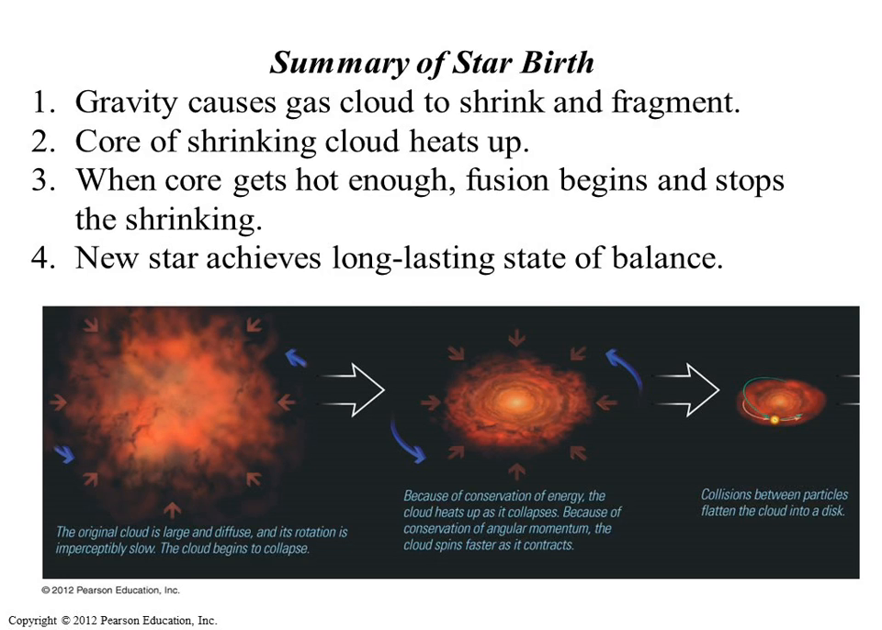I like the number 4. It says, long-lasting state of balance. Of course, we have put a number of years associated with that state of balance. And actually, our sun will be main sequence. I'll put MS for main sequence star for 10 billion years. Very good.